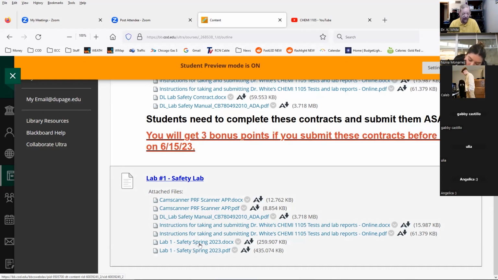And if we open one of those, by the way, I have the safety manual for you to look at. And when you upload the lab, I have instructions, which I talked about yesterday. If you don't have a scanner, how to use a cell phone.